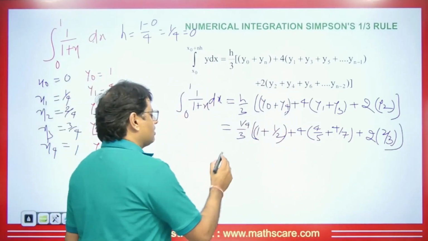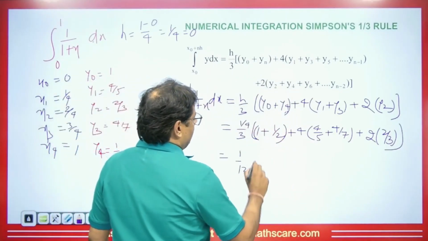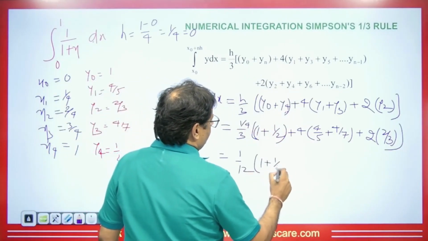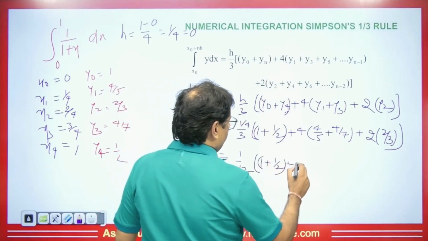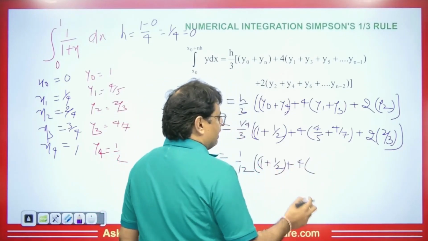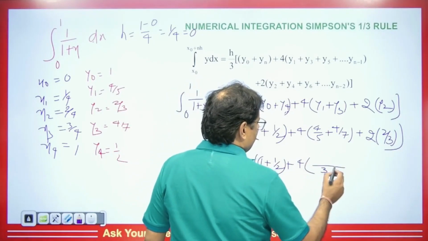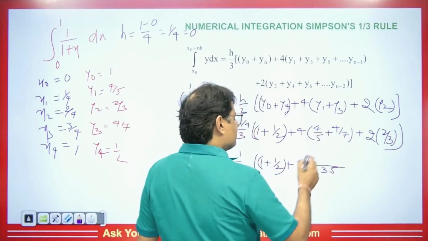Let's simplify it for better clarity. Then it will be 1/12, 1 plus 1/2. And students, here, if you want, we can take the LCM. So the LCM will be 35, and here 7 into 4 will be 28, but it will be better if we take 4 as common.